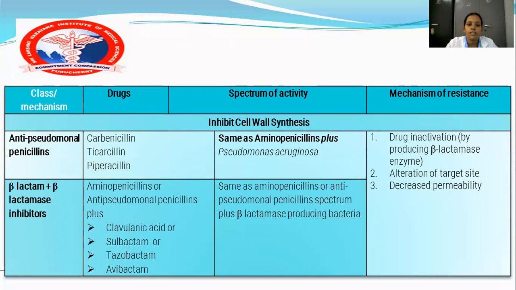And beta-lactam plus beta-lactamase inhibitors. Beta-lactam group along with the inhibitors means combination drugs. For example, amoxicillin plus clavulanic acid, piperacillin-tazobactam, and ceftazidime-sulbactam. Like that, combinations will come. Beta-lactam plus beta-lactamase inhibitors also inhibit cell wall synthesis. Mechanism of resistance here is also the same: drug inactivation by producing beta-lactamase enzyme, alteration of target site, and decreased permeability.